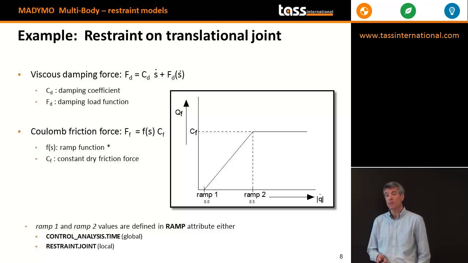And the more advanced friction models do facilitate stick-slip, but for that I do refer to the reference manual itself. One other point with respect to the ramp values is the last item on this sheet. It's about priority. You can define the ramp on a global or a local level. If you define it on the global level, so under control analysis time, it will be applied to all restraint models which don't have their own ramp values. So in case you have defined your own ramp values under the restraint joint, those will be overruled.